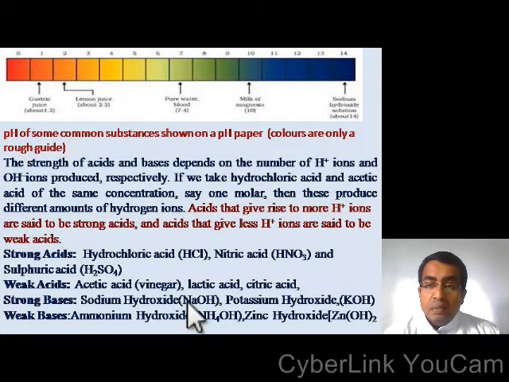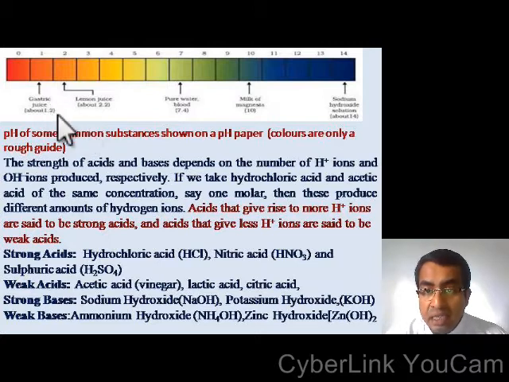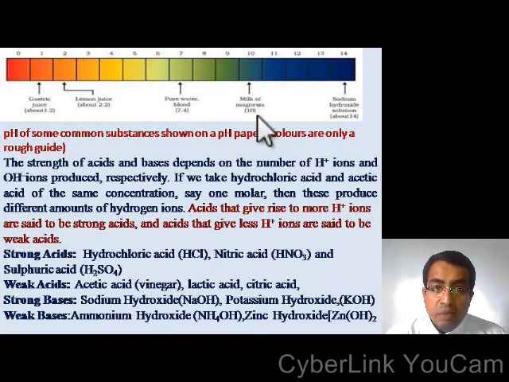So here are some common substances shown on a pH paper. You can see here gastric juice, pH is about 1.2, lemon juice, pH is about 2.2, pure water, blood, pH is about 7.4, and milk of magnesia, pH value is 10, and sodium hydroxide solution, pH is about 14.